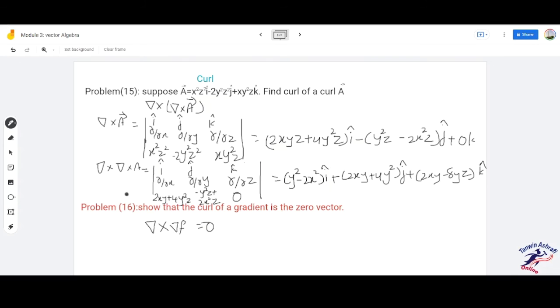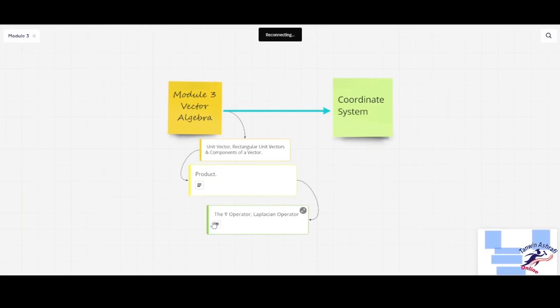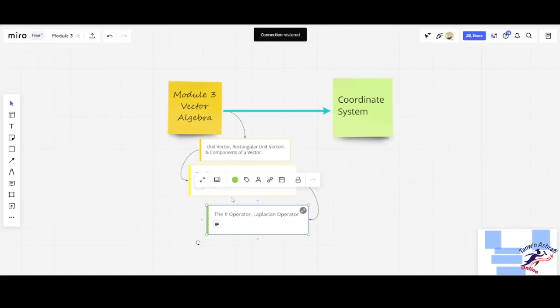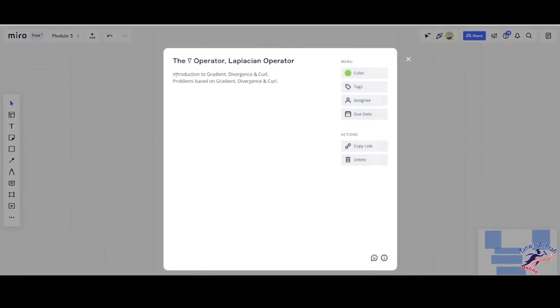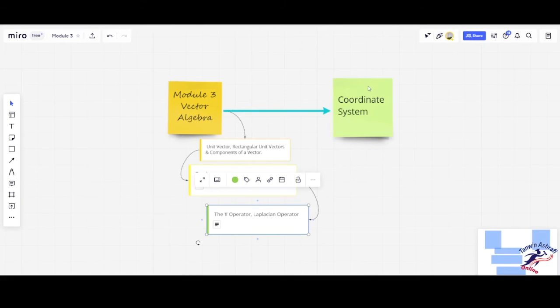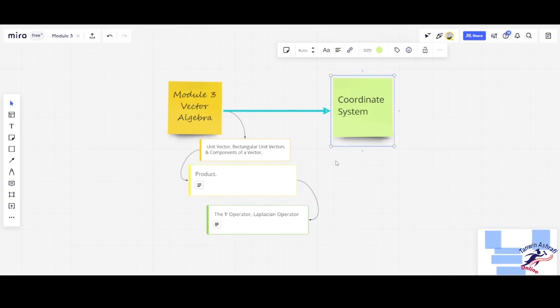We have already covered the vector operators, that means the introduction to the gradient, divergence, curl, and problems based on divergence, curl, and gradient. Now we need to study the coordinate systems. So in the next lecture I am going to study the coordinate systems. Okay, see you in the next lecture. Thank you.